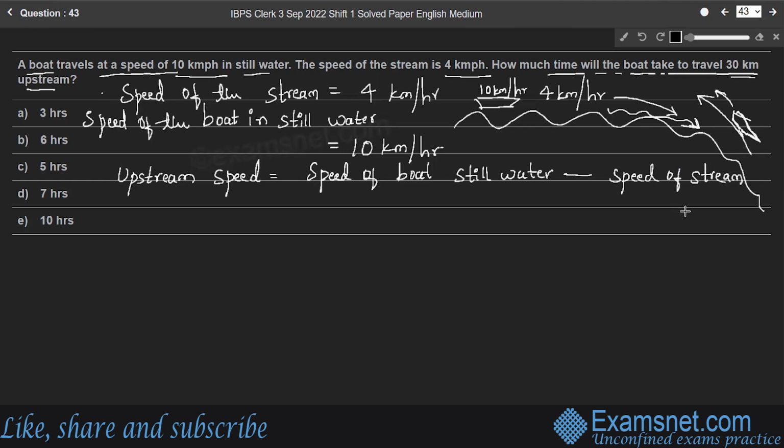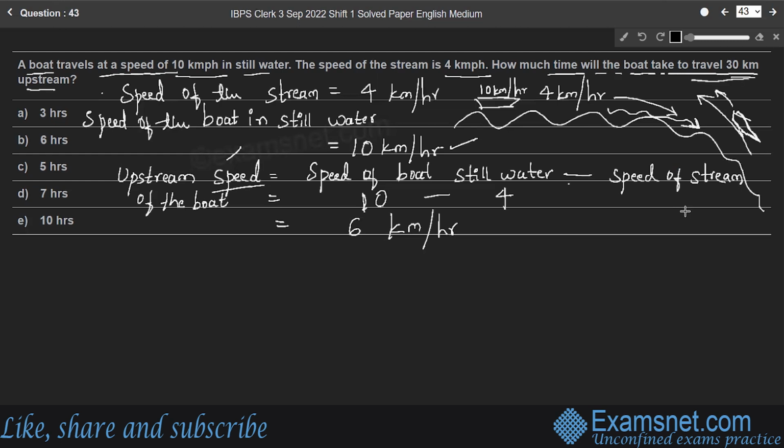I'll repeat once again. Upstream speed is equal to speed of boat in still water minus speed of the stream, right? Speed of boat in still water is 10 km per hour. Speed of stream is 4 km per hour. So which is equal to 6 km per hour. So which is upstream speed of the boat. Upstream speed of the boat is nothing but the speed of the boat while traveling upstream, right?